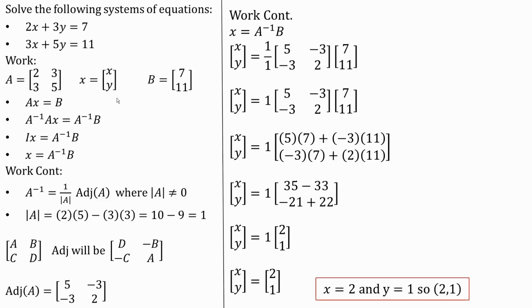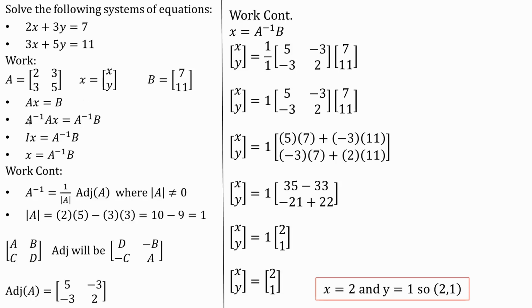Now this statement is true because 2 times X plus 3 times Y is equal to 7. And likewise, 3 times X plus 5 times Y is equal to 11. And I want to isolate X. I want to isolate the X and Y piece.